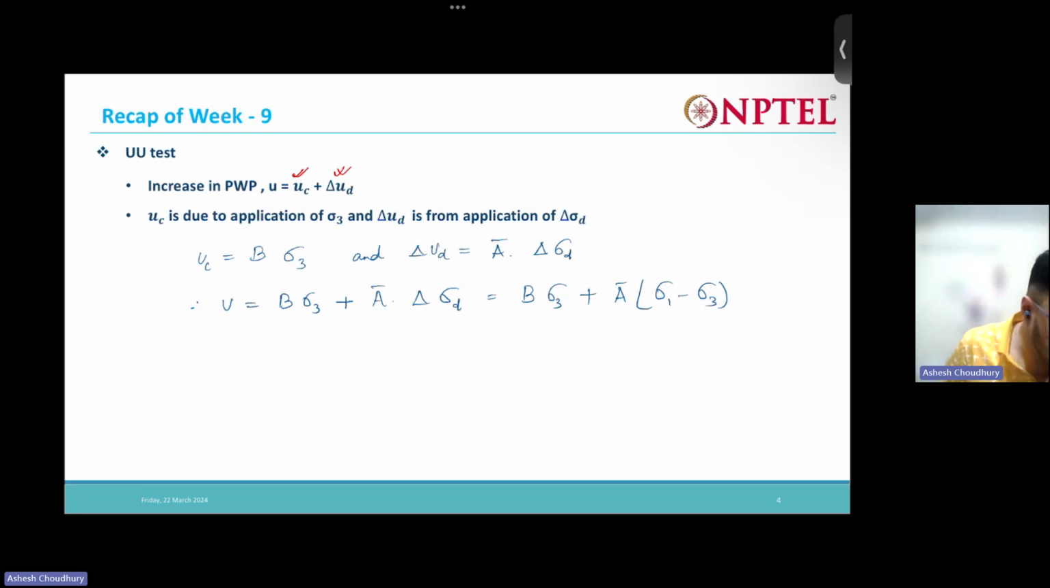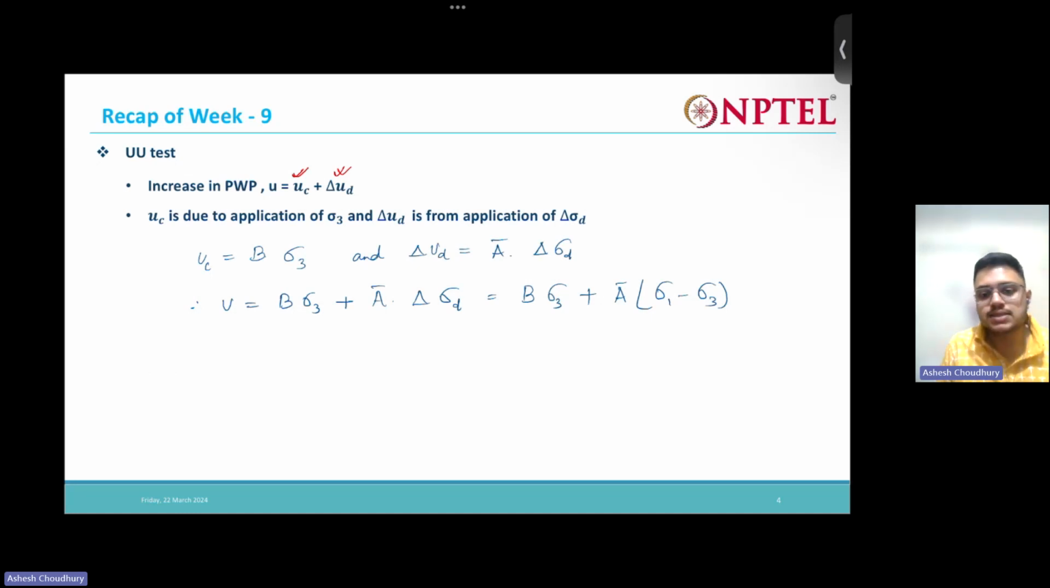Now Δu_c we can write as B into sigma 3, right? We saw that B is equal to Δu_c by sigma 3. So Δu_c you can write as B times sigma 3, and Δu_d you can write as A bar into delta sigma d, right? So total increase in pore pressure is nothing but Δu_c plus Δu_d. So you can write B sigma 3 plus A bar into delta sigma d, right?